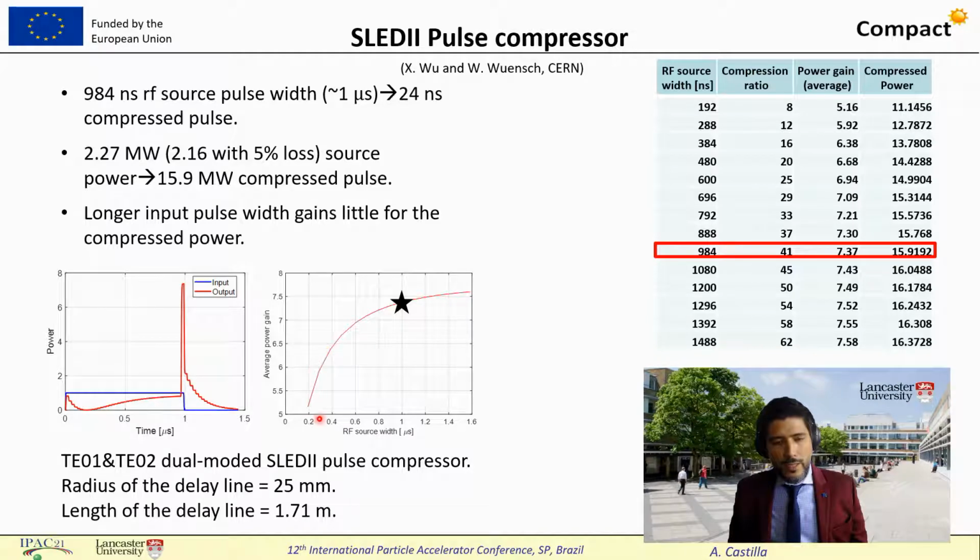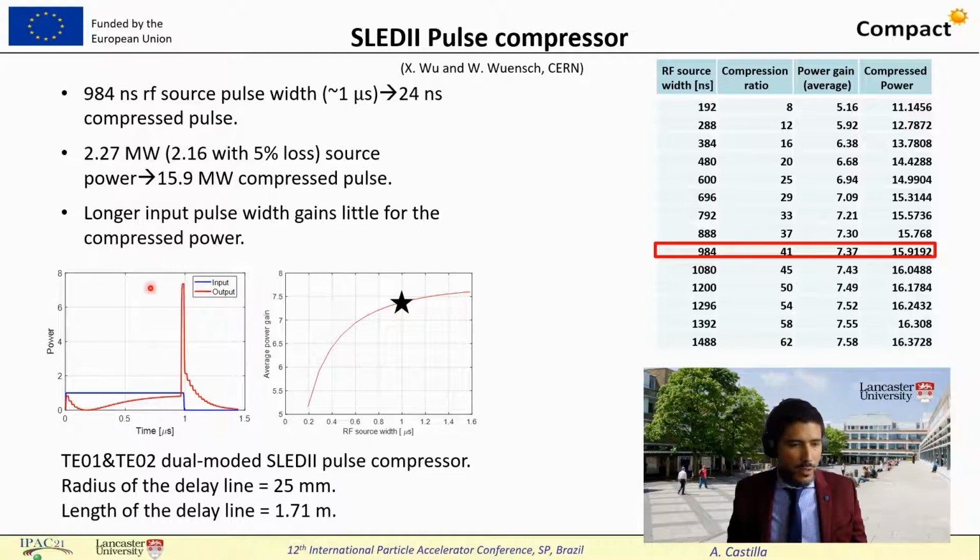If we look at the average power gain in terms of the source pulse width, you can see that after 1 microsecond there is not really a lot of gain that can be produced. Hence, this point seems to be a sweet spot for operating. So the SLED-II is a dual-moded TE01/TE02 pulse compressor using delay lines of radius 25 millimeters and 1.71 meters long for the 24 nanosecond compressed pulse.